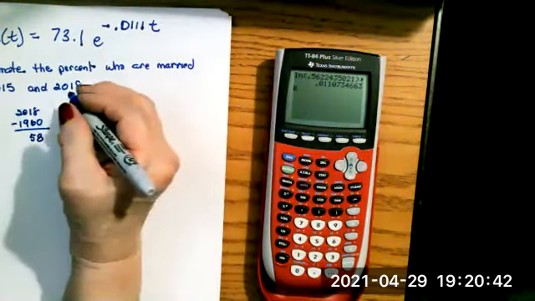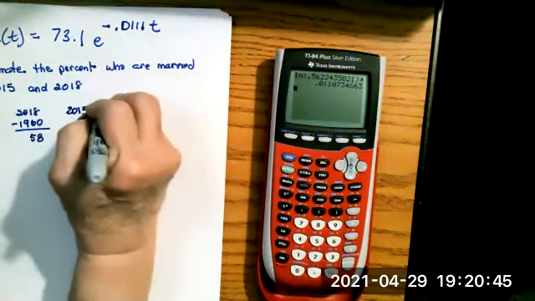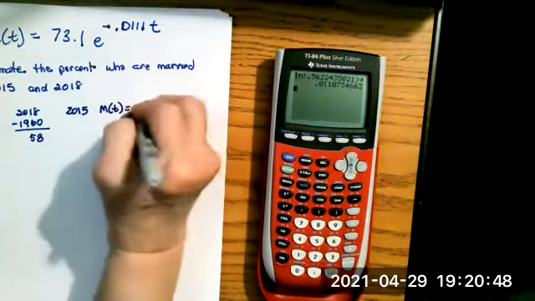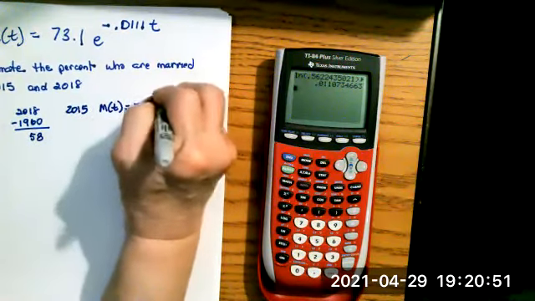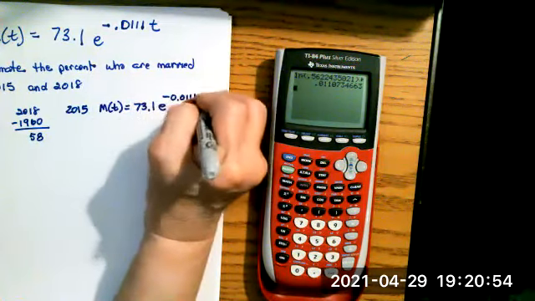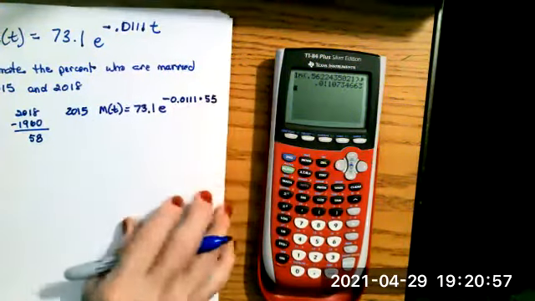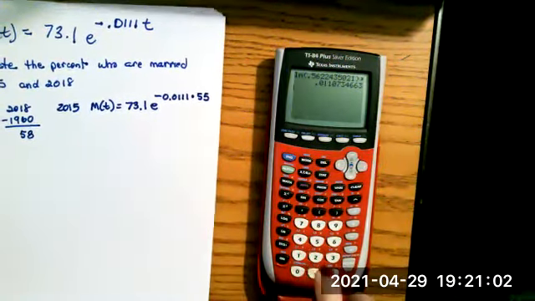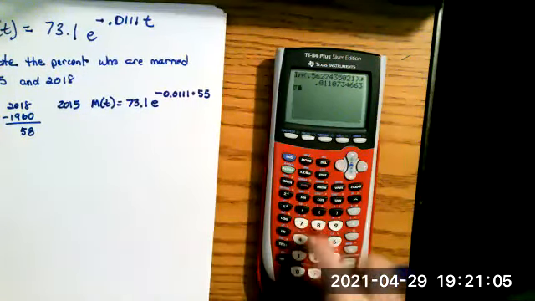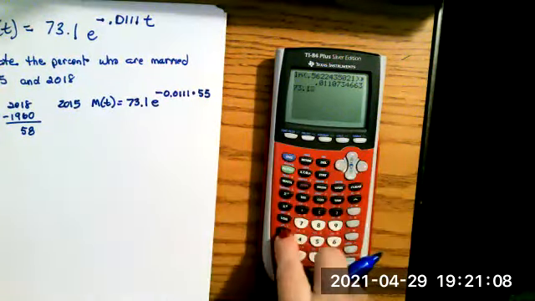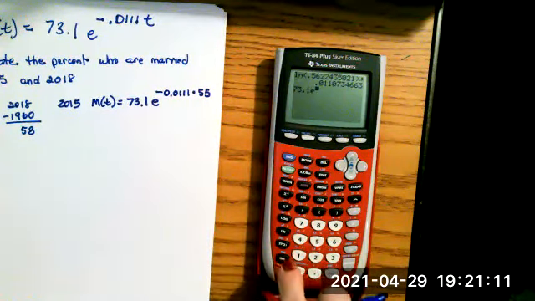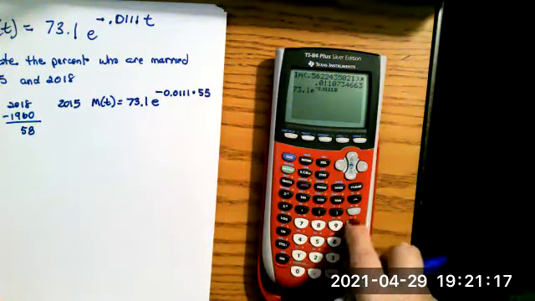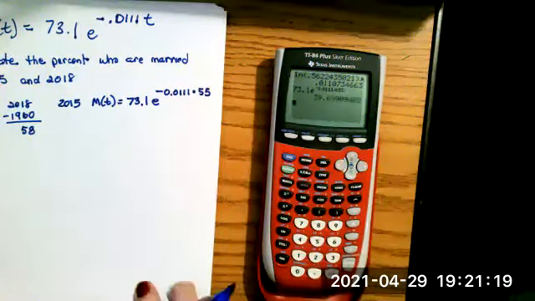So let's do the 2015 one. That's going to be M of T equals 73.1 e to the negative, I'm going to put the 0.0111 in there, times 55. So I take my calculator here and I do 73.1 and then I do E and I raise it to negative 0.0111 times 55. I get 39.7.